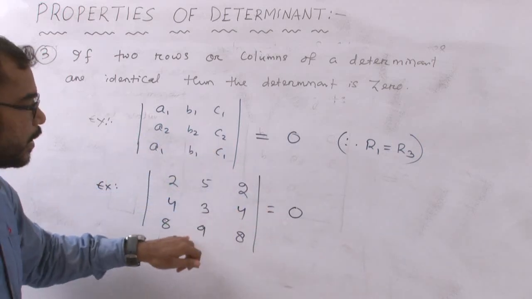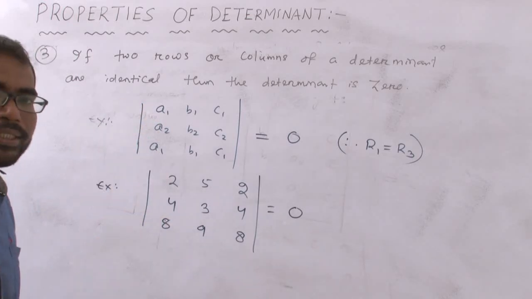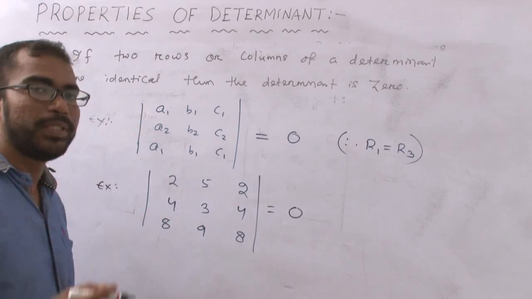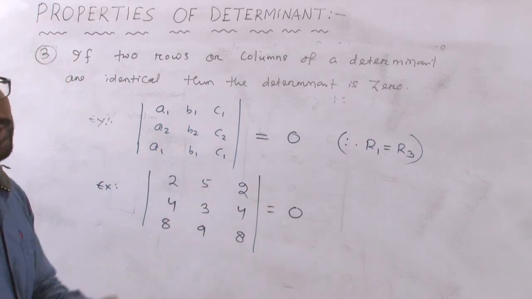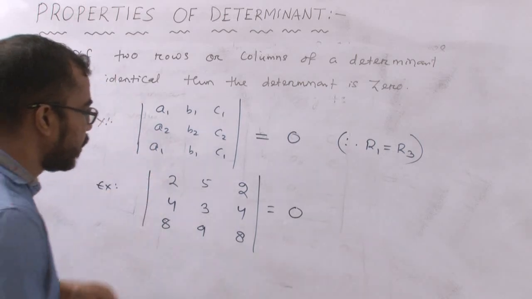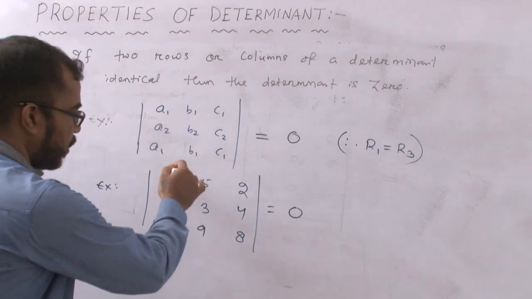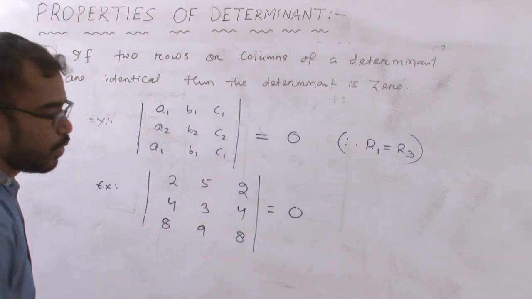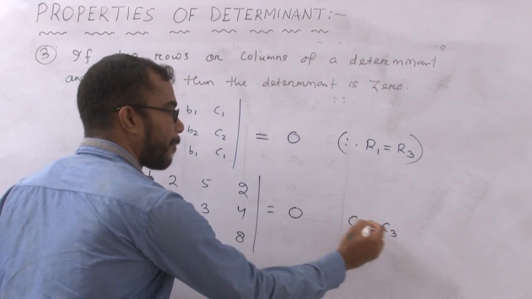If we solve according to how to evaluate a third order determinant, as in the previous session, then we get the result 0. So, according to property number 3, here two columns are equal, so it is 0. The reason is column 1 is equal to column 3.